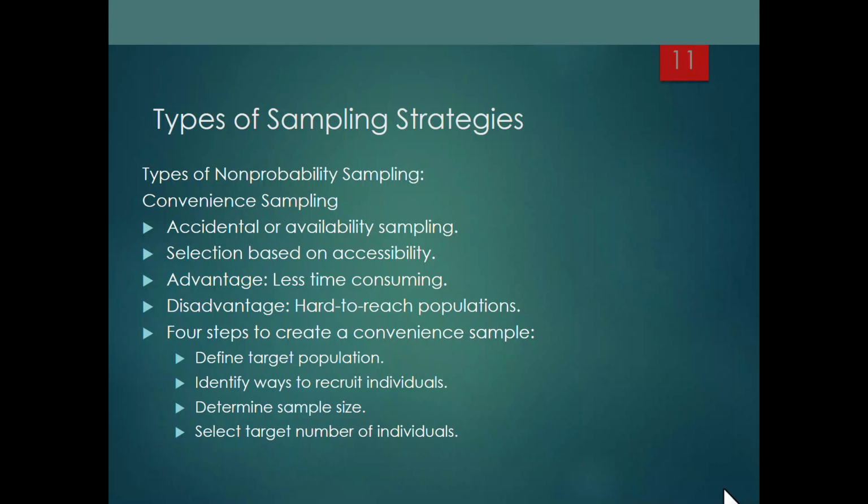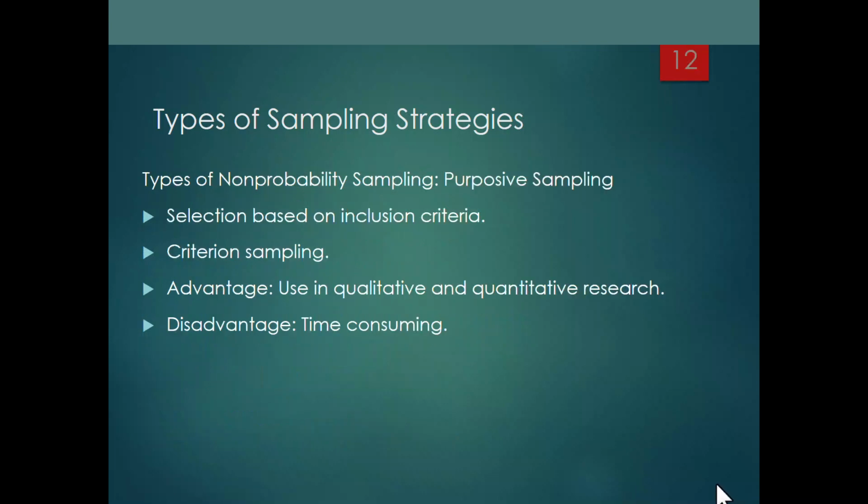The 4 steps to create your convenience sample are to define your target population, identify ways to recruit these individuals. How are you going to get your sample? Determine your sample size, and then select the target number of individuals. Purposive sampling is also another form of non-probability sampling. So, purposive sampling involves selecting persons from the target population because of their fit with the purpose of the study and inclusion criteria. So, there's a purpose. You are intentionally selecting these people to be a part of your sample.